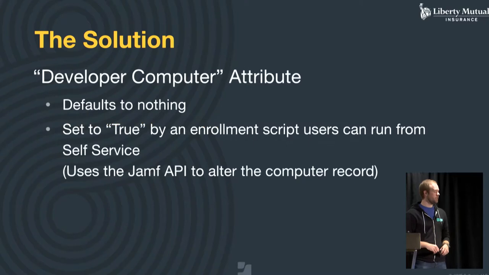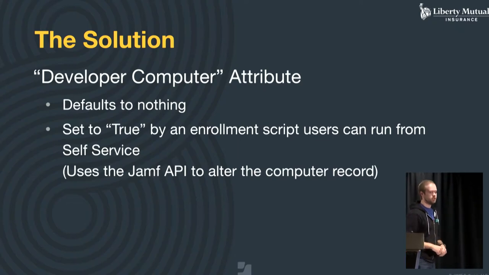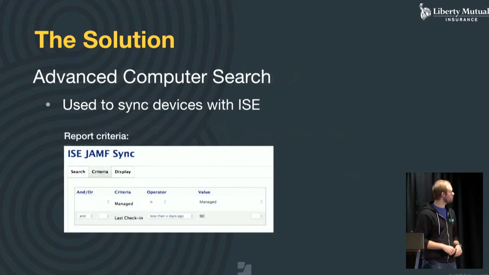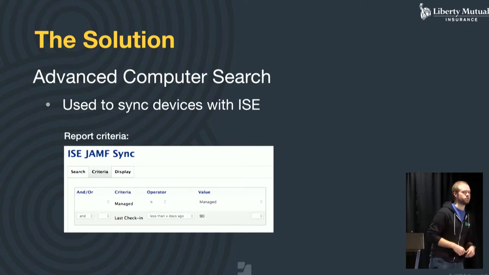We also created a developer computer attribute. So those are the population of people that we treat most differently. And so by default, it's nothing. But when somebody uses self-service and enrolls in our developer program, we set the attribute to true. And then we pull those two things together with an advanced computer search.